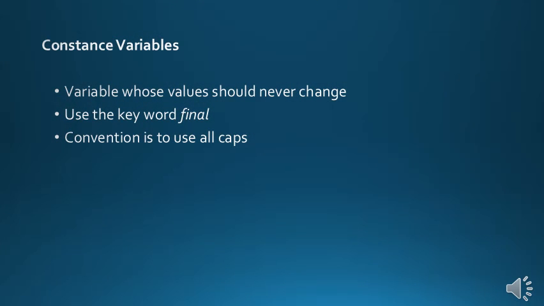Constant variables. Constant variables are variables that we're going to set in which the values will not change. So there are times we want to set that variable value, and we don't want any other parts of the program to be able to change that value. For example, that could be pi, 3.14, or a conversion factor. We don't want those to change. So in order to designate that, we're going to use the word final in front of our variable name. And the convention is to make that variable name in all caps.